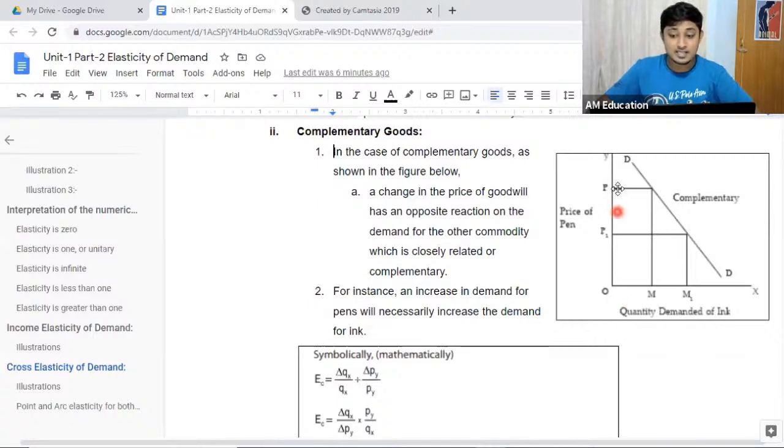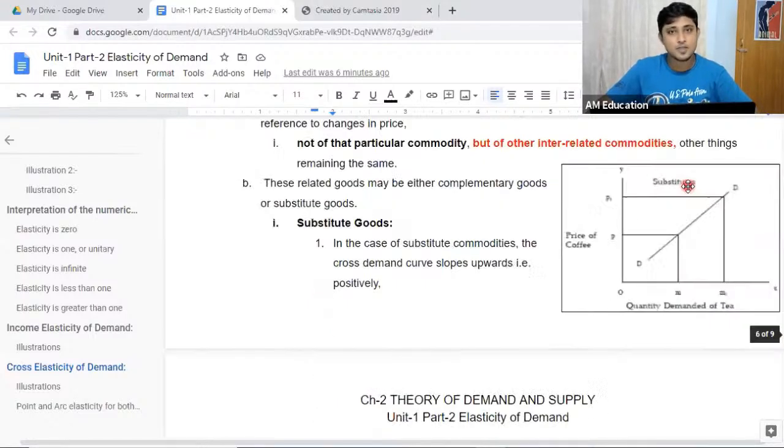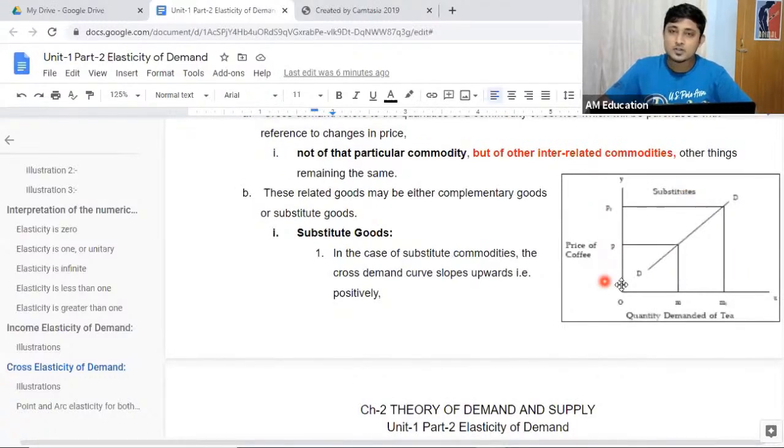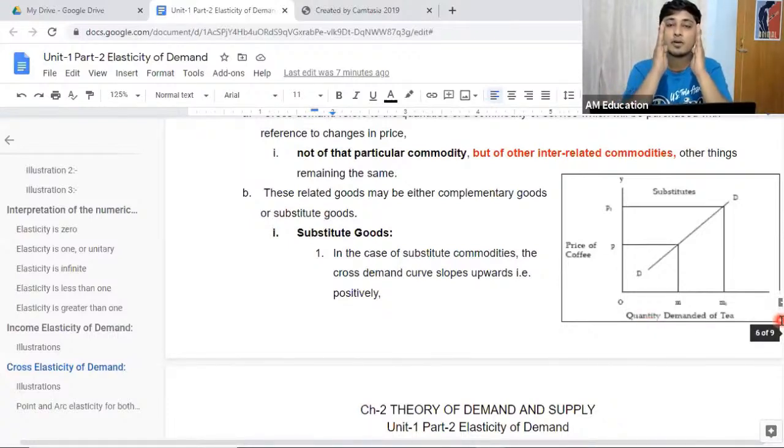The price of the pen is increasing, the demand is decreasing. At price P, the quantity demanded was M. When the price of the pen decreased to P1, the quantity demanded of ink is increasing, right? So this is exactly opposite to substitutes. For substitutes of our pen, if the price of the substitute is increasing, the demand for our product will increase. Price of the substitute and demand for our product are directly related, no?